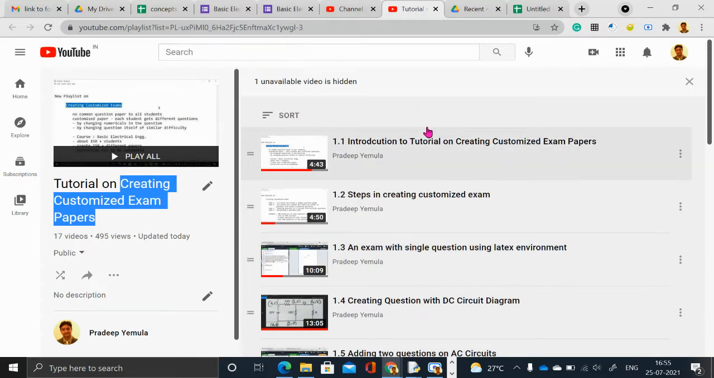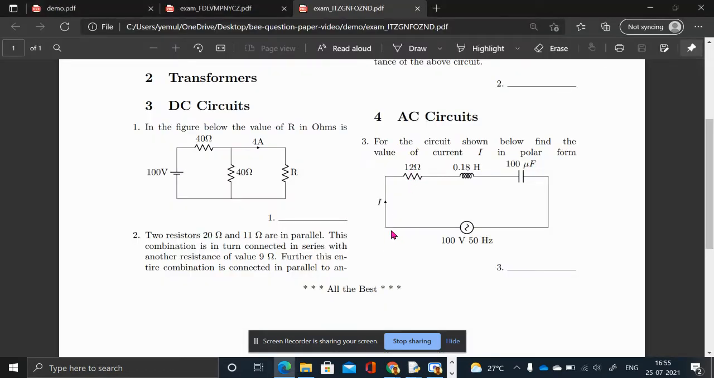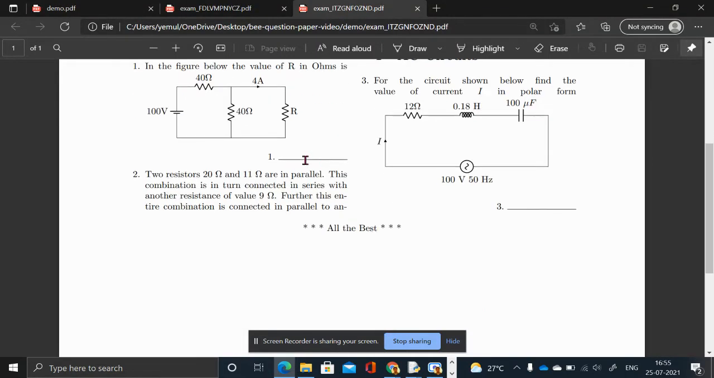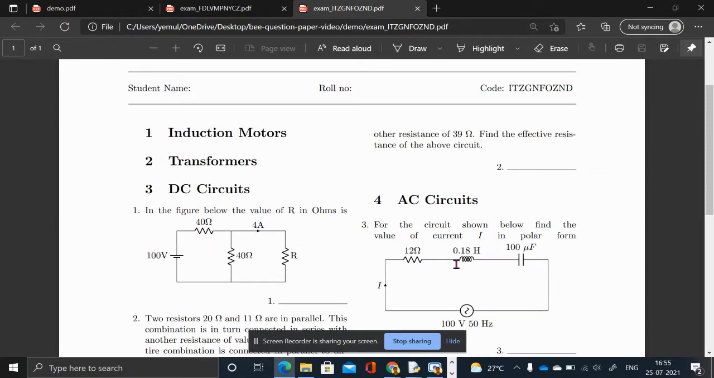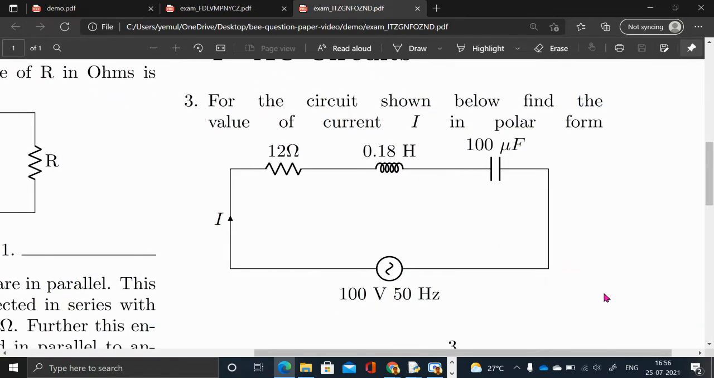For this purpose, let me go to one of the sample exams we created earlier. We have so far created three questions. Let's look at the third question under the AC, because I think this is the simpler one to start working on. I have the resistance value, inductance and capacitance, and the question is about finding the current in polar form. Now how do I find the current?